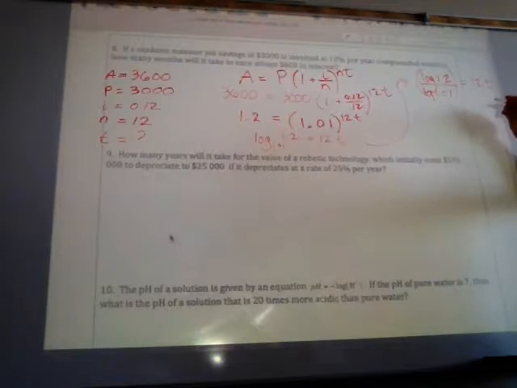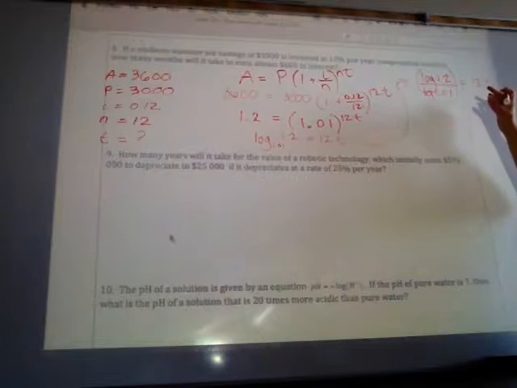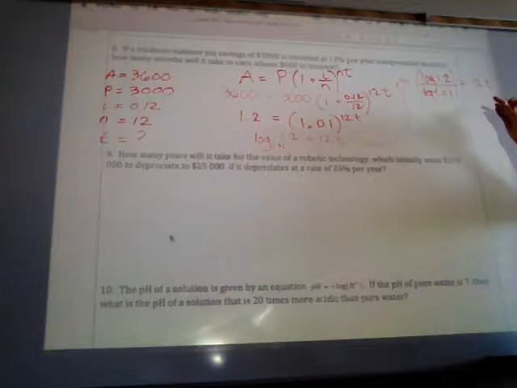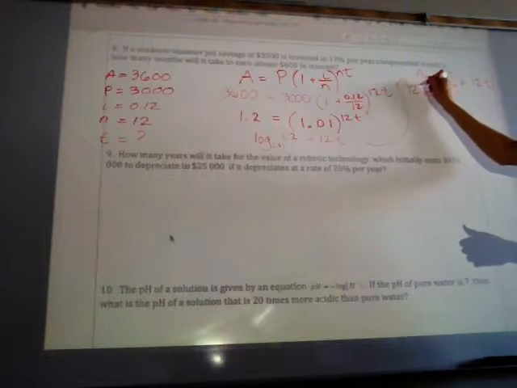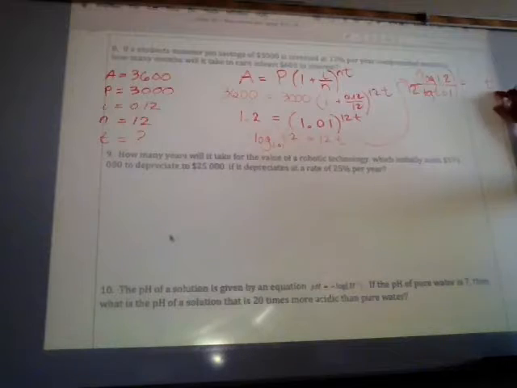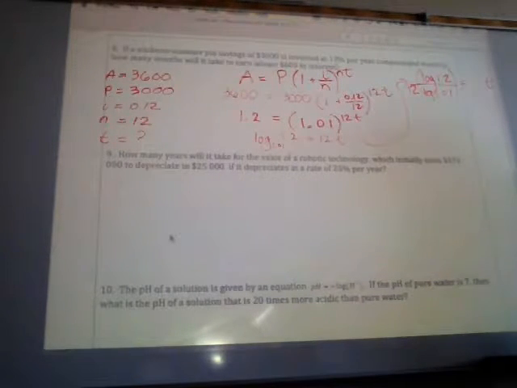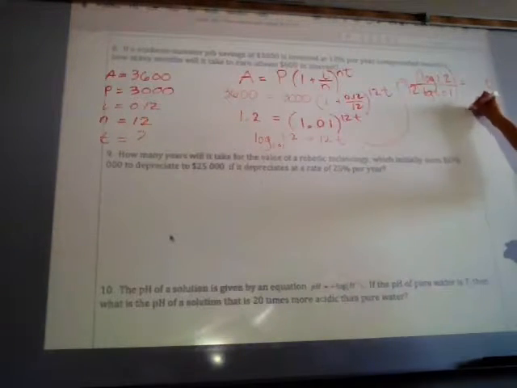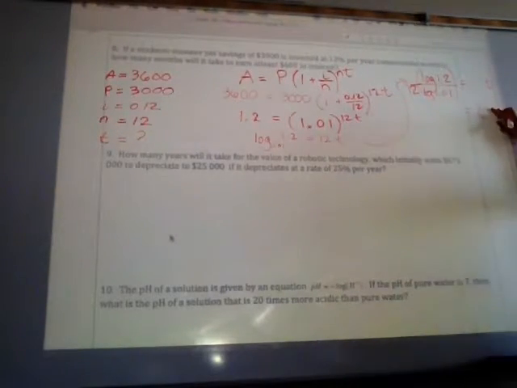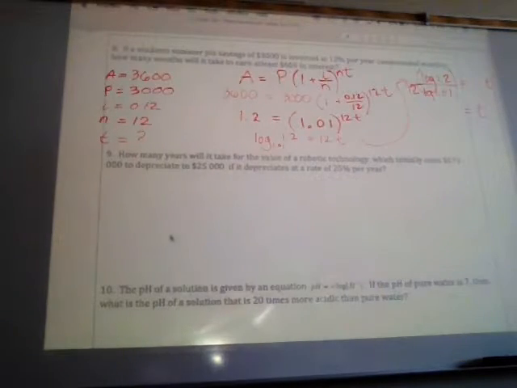Sometimes they might ask you which answer would represent the answer, like if it's a multiple choice question, and you would have to know the 12 goes in the denominator. Okay, so t is going to be equal to log 1.2 over log 1.01, also divided by 12. So t equals what? 1.532.